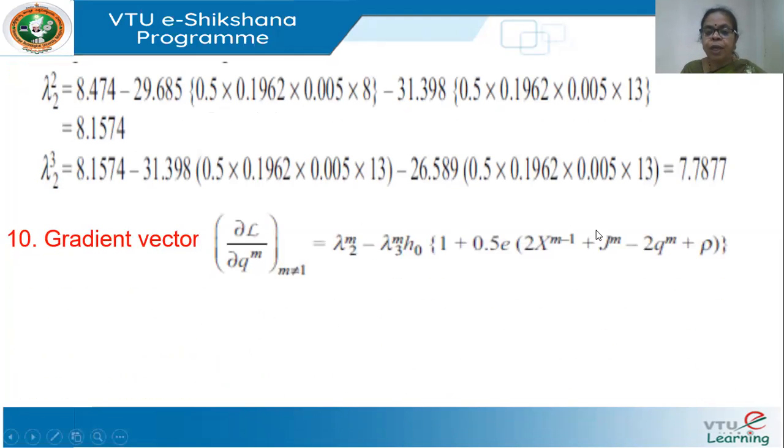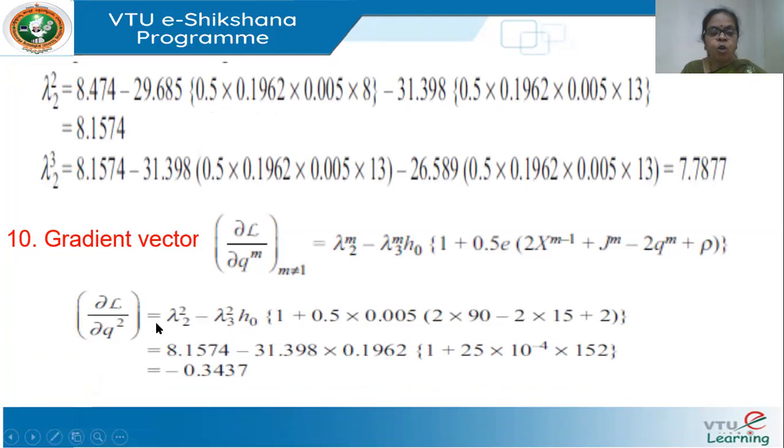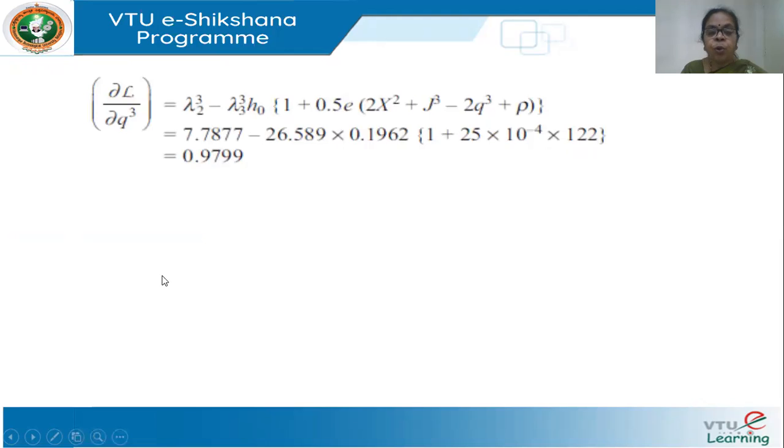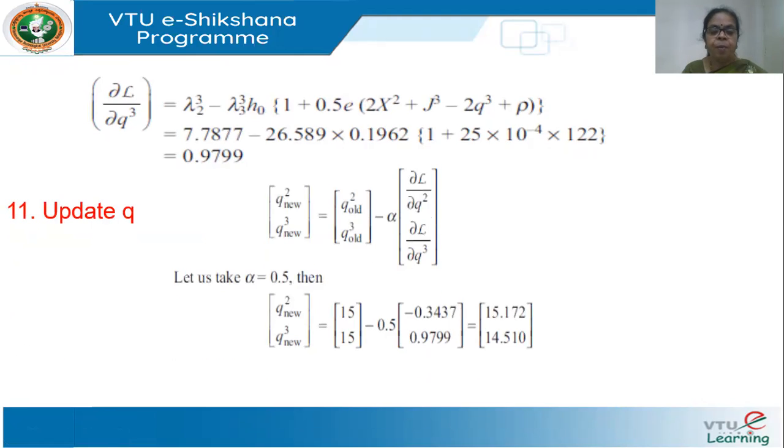Next I have to calculate the gradient vector. I have an expression for the gradient vector, right? I find dL with respect to Q2 and with respect to Q3, and both are not close to zero. You have to take the derivative only with respect to the independent variables, and the only two independent variables are Q2 and Q3. So you need to update only Q2 and Q3. Since the gradient vector is not close to zero, we have to update Q. So how do I update Q? Q2 new is Q2 old minus alpha into dou L by dou Q2, and so on.